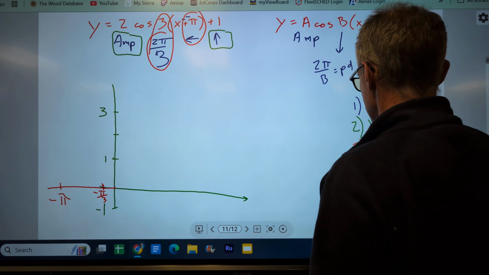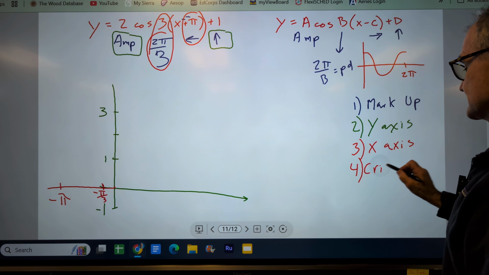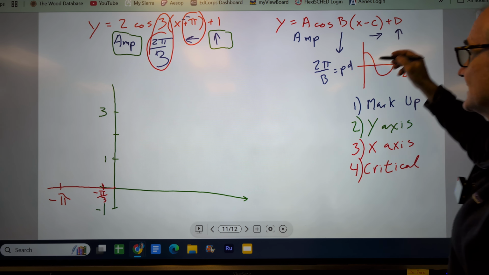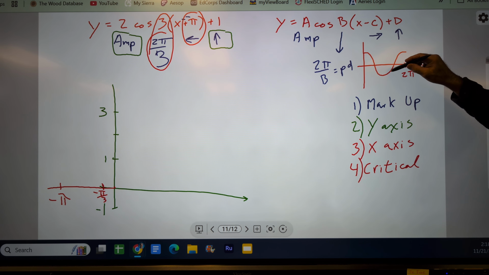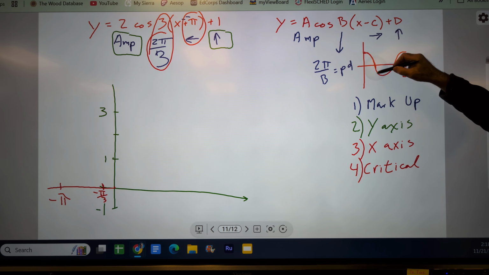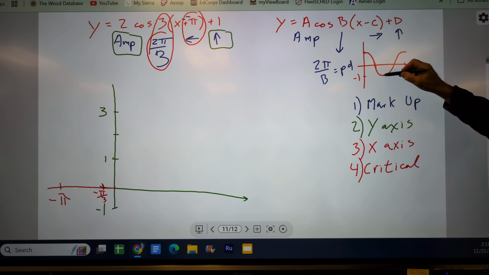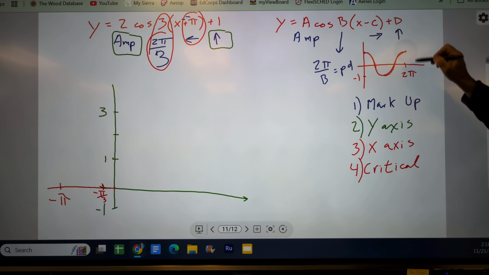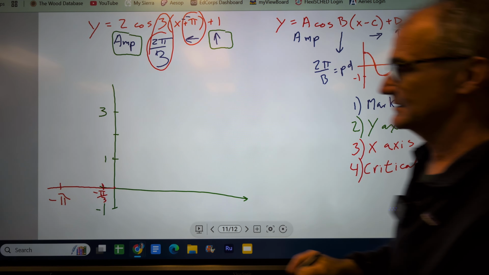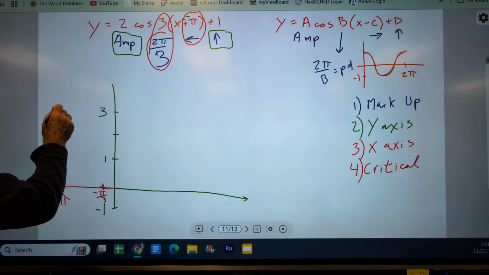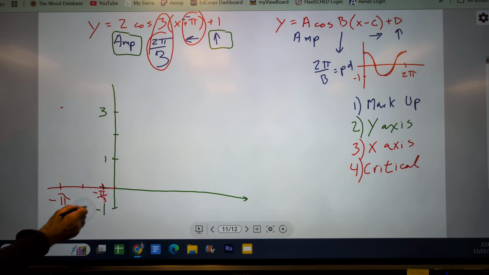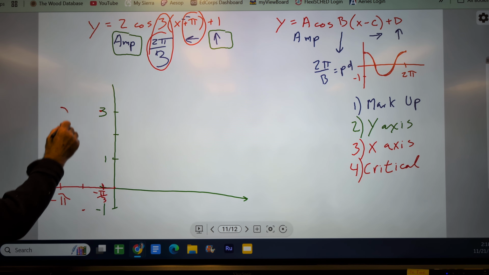Step 4, put in your critical points for the function you're talking about. Well, my critical points for cosine, here's my parent graph right here. It starts at 1, goes to 0, down to negative 1, back to 0, up to 1, in a cycle of 2 pi. So that's the same thing that's going to happen here. It's going to start over here, up. In the midpoint right here, it'll be down. And then at the end, it'll be back up.